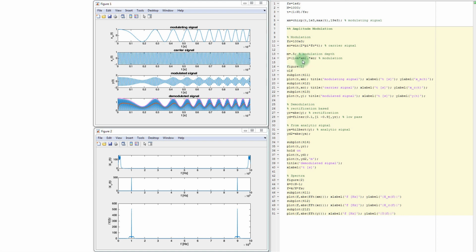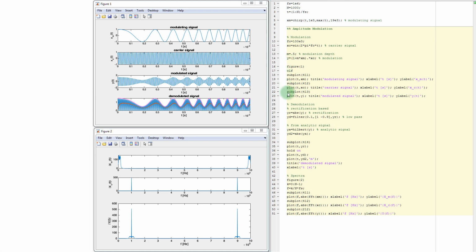First we will take the modulating signal, that is our chirp signal, and multiply it by the modulation depth, which I have set here to 0.5. Then we will add this one, and with this entire expression we will multiply the carrier signal. Now, when the modulating signal gets bigger or smaller, the amplitude of the carrier signal will follow suit. And that's it. In the variable y, I will have the amplitude modulated signal.